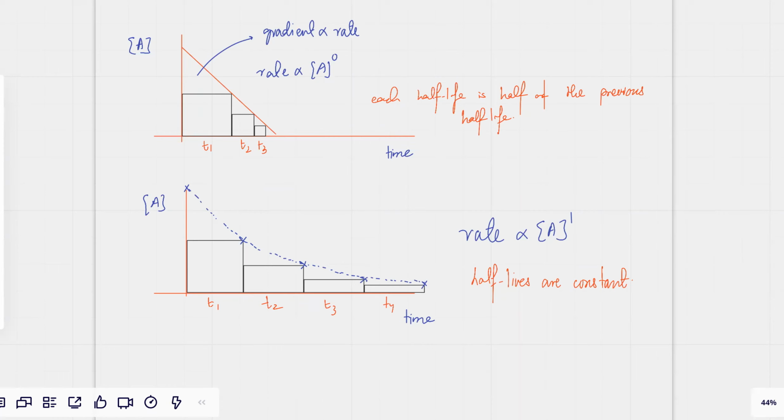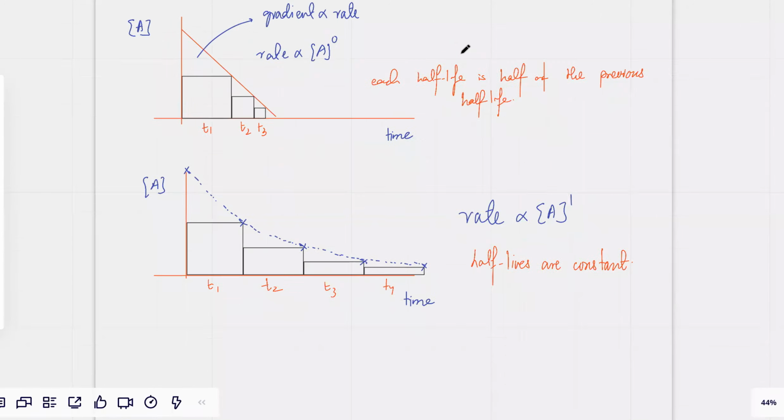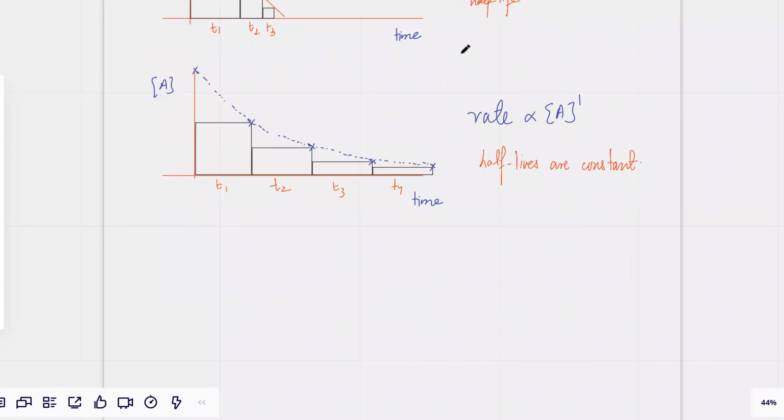Is that clear? Lubena, is this clear? Zoha, is this clear? Yes, sir. Yes, sir.